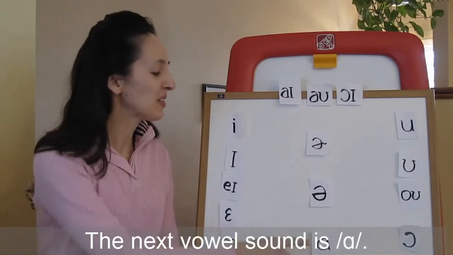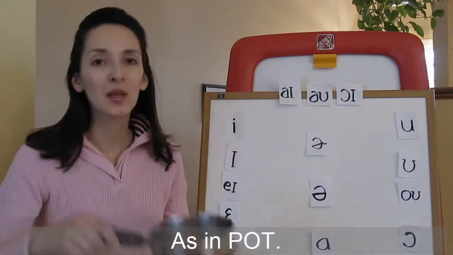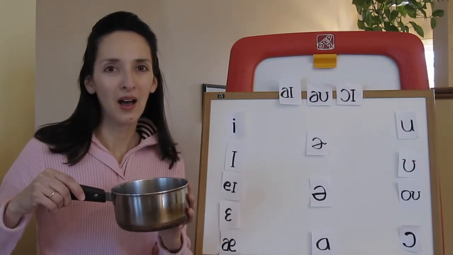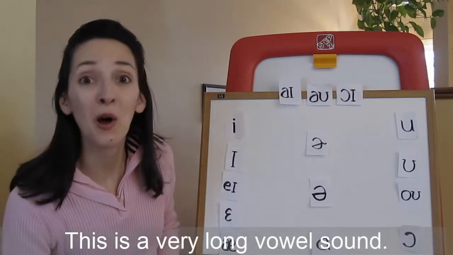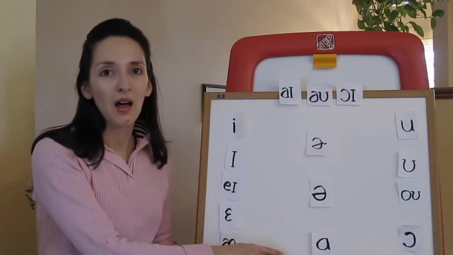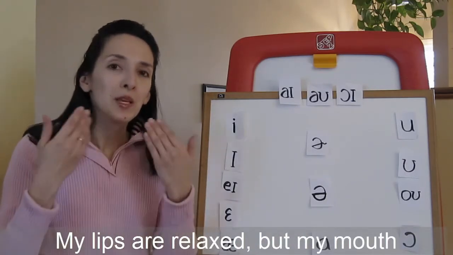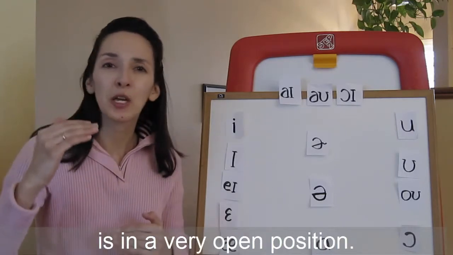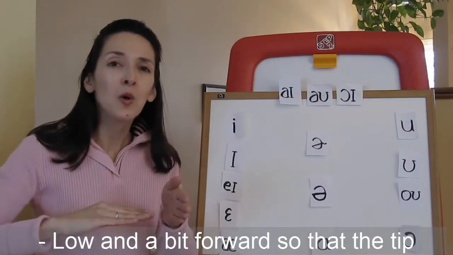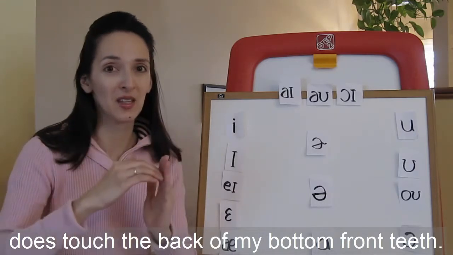The next vowel sound is ah, as in pot, pot. This is a very long vowel sound. It's much longer than the previous one. It's a very open sound as well. My lips are relaxed, but my mouth is in a very open position. My tongue is low inside my mouth, low and a bit forward, so that the tip does touch the back of my bottom front teeth, like that.